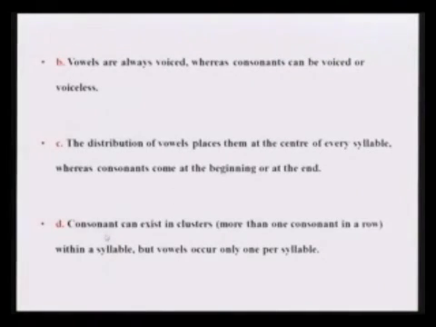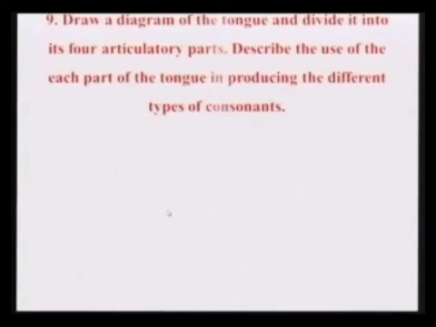احنا بنتكلم على syllable علشان الفونetics والphonology شغلتها syllable. Consonants can exist in clusters. Clusters يعني more than one consonant in a row. Str، وده أقصى حاجة. وبعدين لازم تتحرك بقى بفاول. Within a syllable, but vowels occur only one per syllable. Only one heart, one nucleus، وممكن يبقى حواليها consonants كتير.